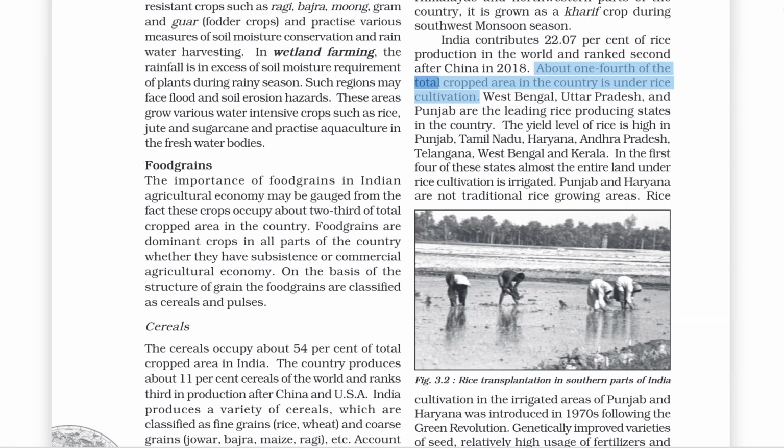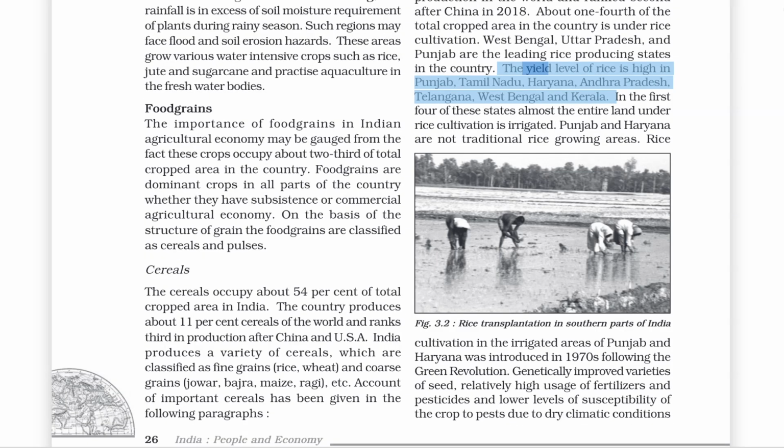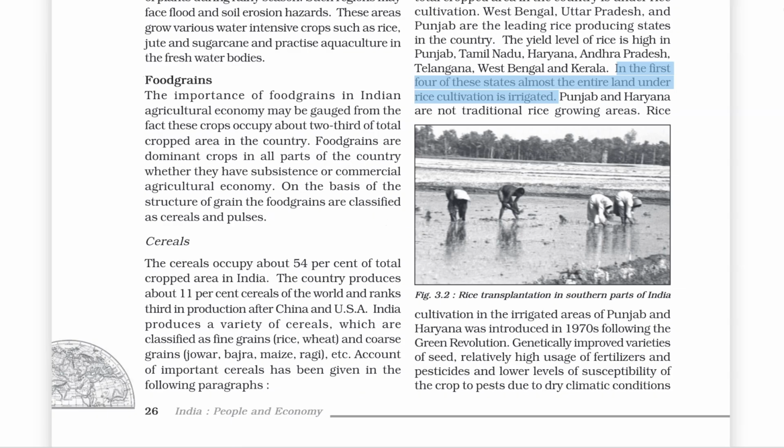About 1/4 of the total cropped area in the country is under rice cultivation. West Bengal, Uttar Pradesh, and Punjab are the leading rice-producing states in the country. The yield level of rice is high in Punjab, Tamil Nadu, Haryana, Andhra Pradesh, Telangana, West Bengal, and Kerala. In the first 4 of these states, almost the entire land under rice cultivation is irrigated.